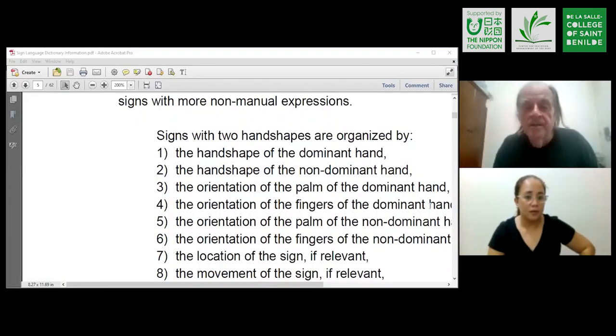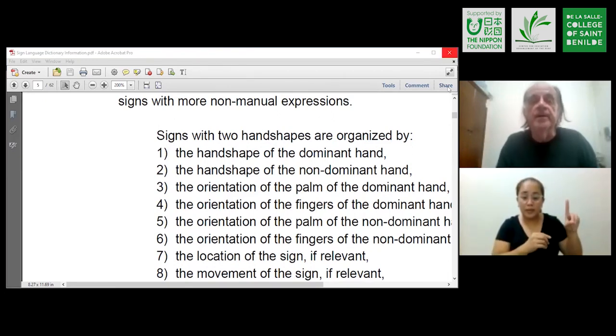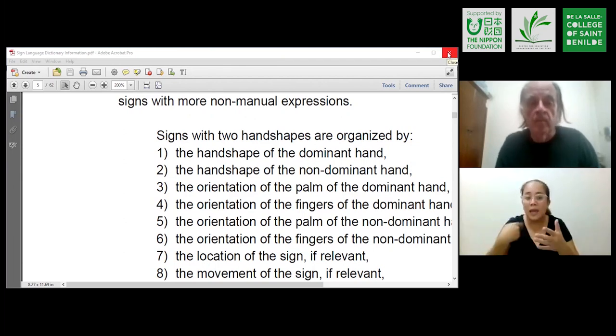Whoops. I'm not sharing that screen with you all. Sorry. So the hand shape of the dominant hand, and then followed by the hand shape of the non-dominant hand. Go through your data and see what you come up with in each of the lessons for your 2-handed signs. Okay, so break into groups and see what you come up with.